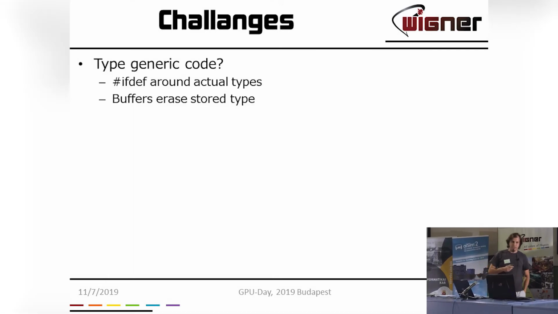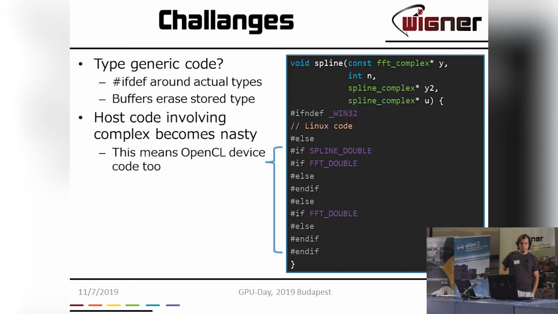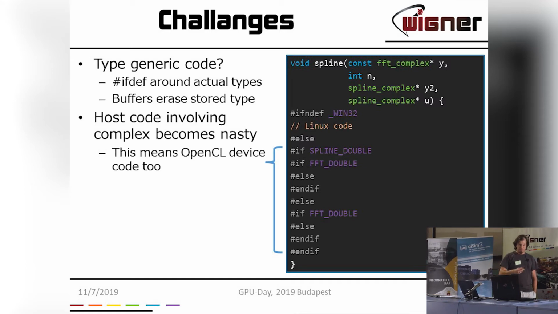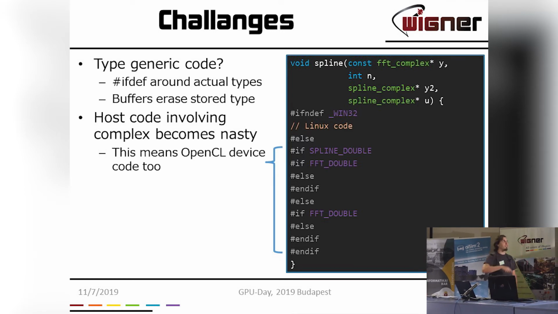Another challenge is writing type generic code in OpenCL. It involves using a lot of macros, macro if-defs around the actual types and the actual functions to invoke buffers, erase the store type, which sometimes helps, sometimes doesn't help that much. This is, for example, the invocation of the spline interpolation. All the types which come in and come out, they are typedefs in a configuration header.